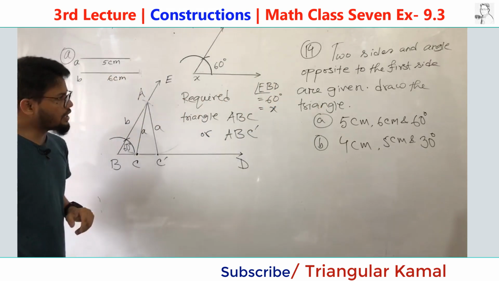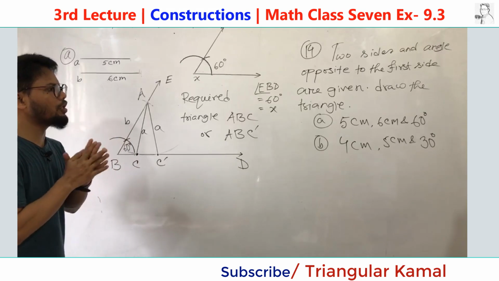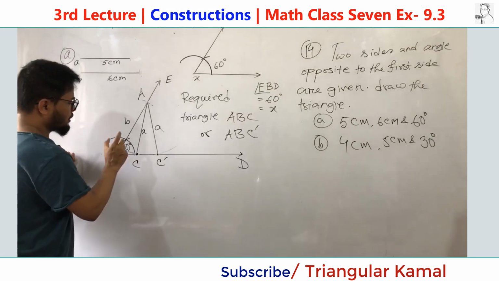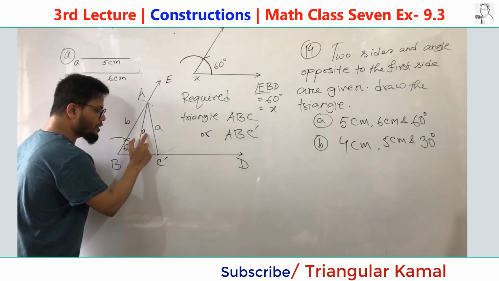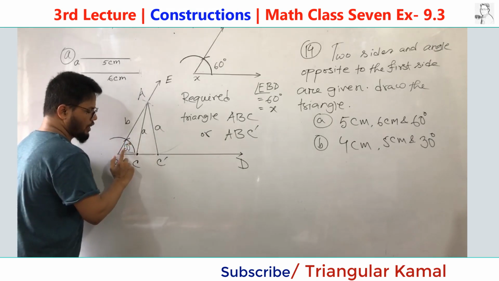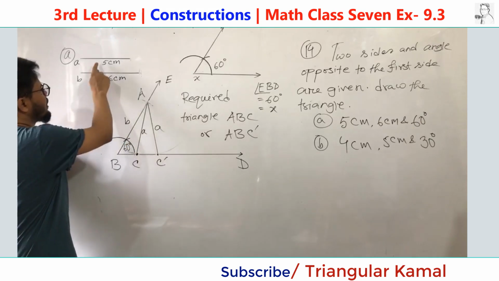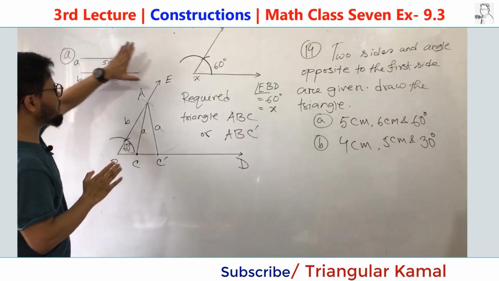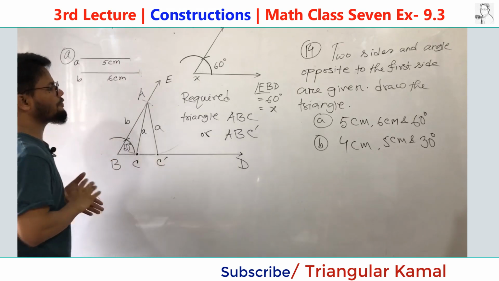Dear students, give attention again. First of all, you have to understand this question properly. This angle is opposite of the first side. So the first side given here is 5 centimeter. Using this information, we will draw the triangle.